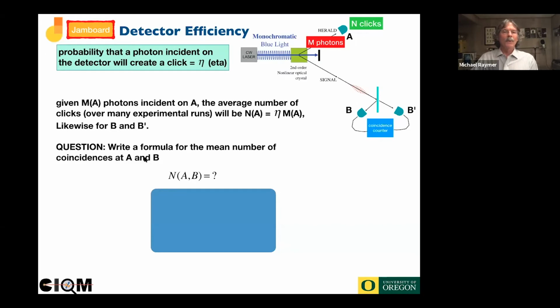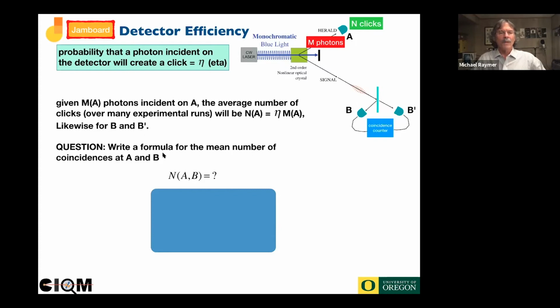So the Jamboard question is a little bit challenging. Write a formula for the mean number of coincidences at A and B. Well, this part's easy, actually. So let me define the notation. M in this red box is the number of photons that actually hit the detector. N is the number of clicks that are produced by this detector. So the relationship, of course, is that the number produced, N, equals the number hitting multiplied by the efficiency, and likewise for the other detectors.